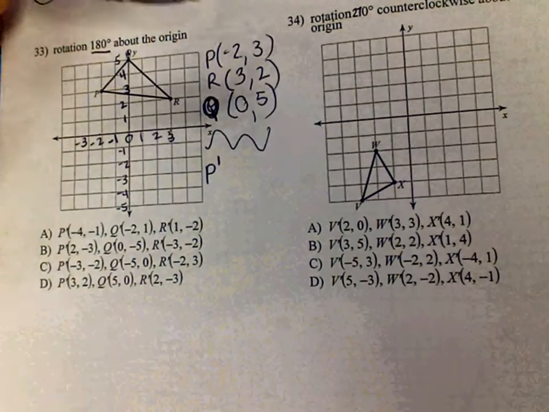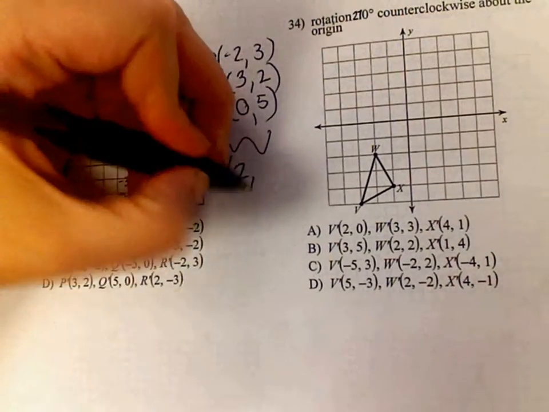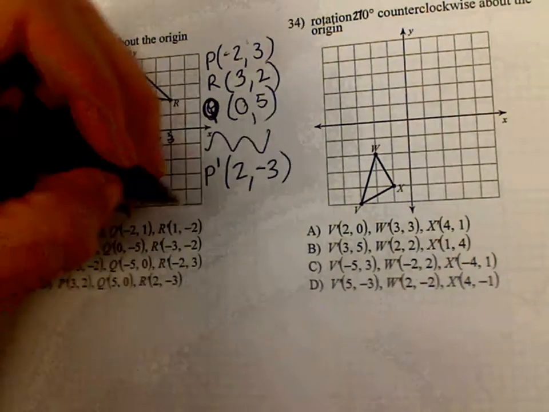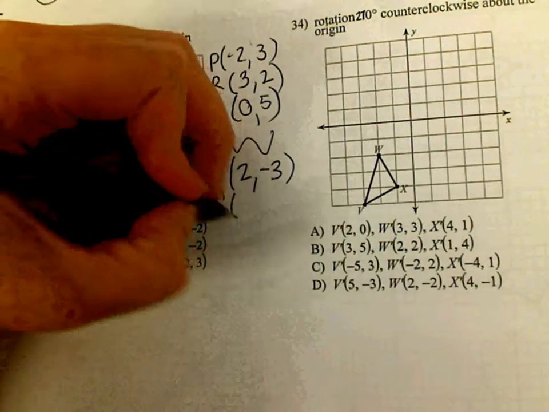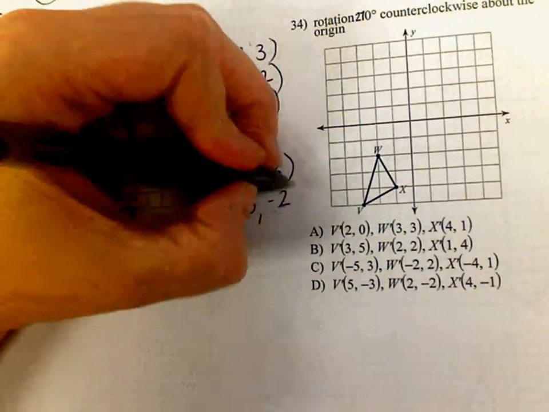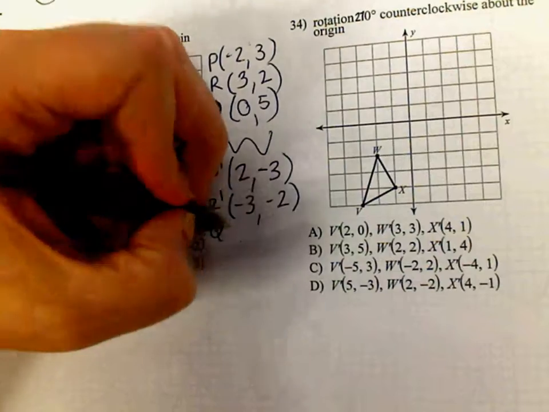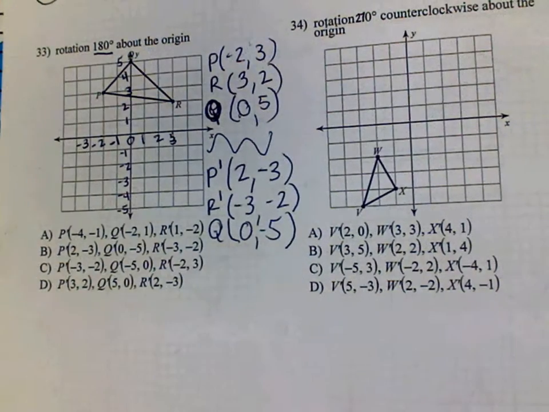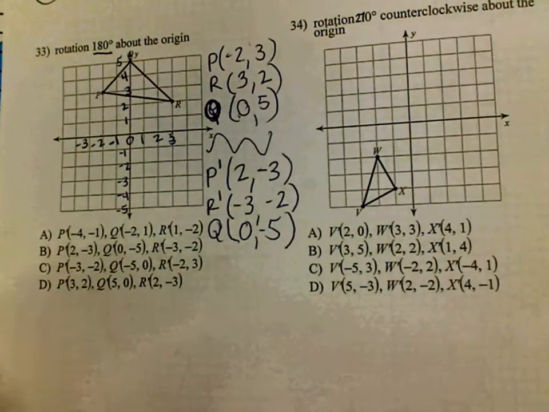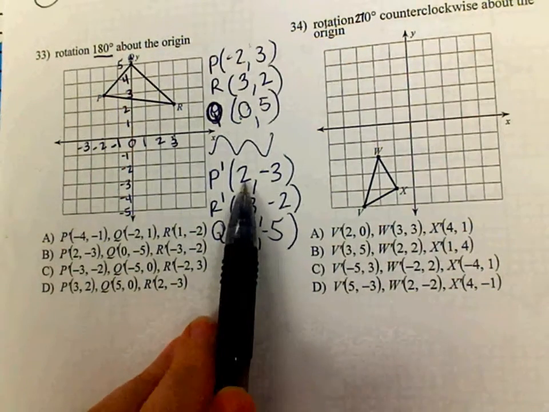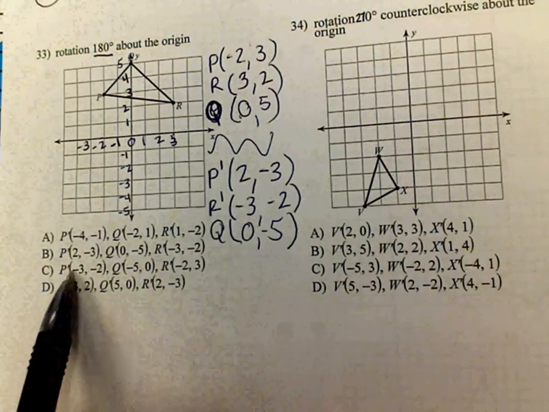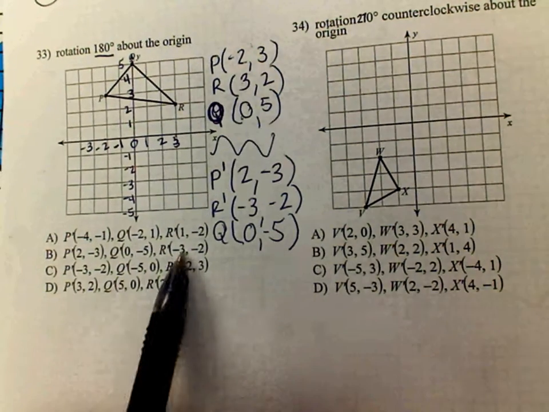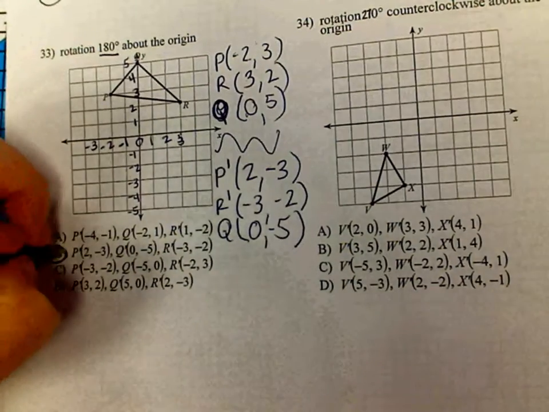So P prime, the -2 will become a +2, and the +3 will become a -3. For R, the 3 becomes -3, 2 becomes -2. And Q, 0 stays 0, 5 becomes negative. So P is supposed to be +2, -3. So the only one that matches up with is B, and then our Q, 0, -5, and our R, -3, -2. So that's the right answer, B.